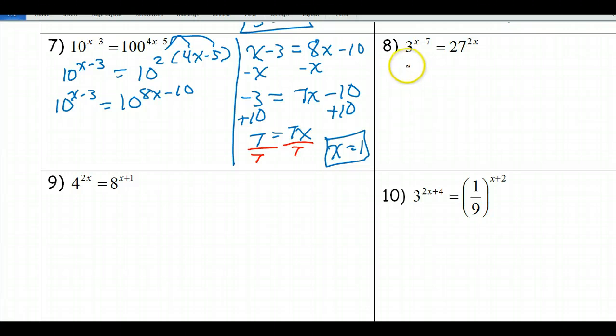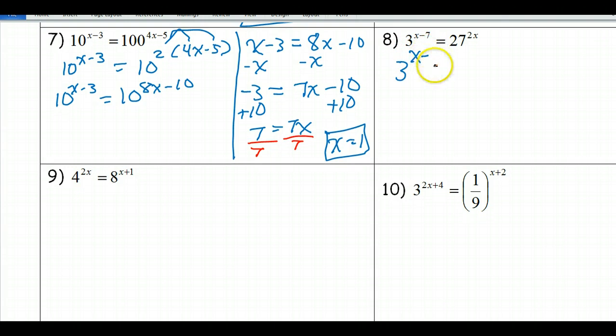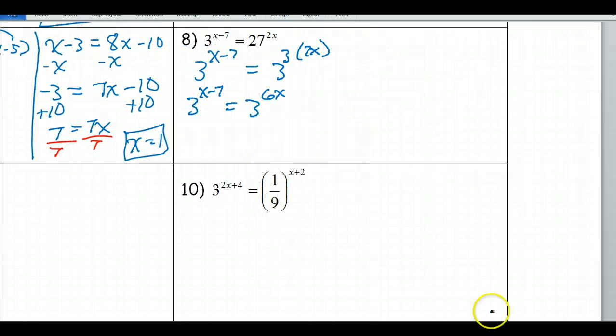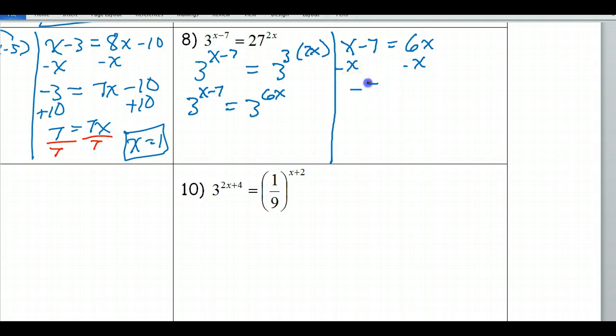Alright, number 8. I'll use my base 3, so that'll be 3 to the x minus 7 power. And 27 is 3 to the 3rd power. And I've still got that 2x right there. So that's going to be 3 to the x minus 7 power is equal to 3 to the 6x. Now that the bases are the same, I can set the exponents equal to each other. So x minus 7 should equal 6x. If I subtract x from both sides, that gives me negative 7 is equal to 5x.